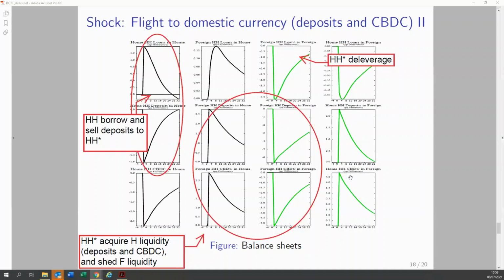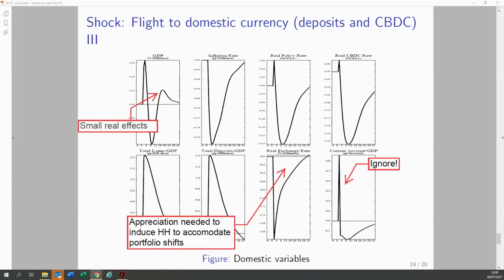Interestingly, what also happens is that foreign households, as part of this adjustment, also deleverage. So they also repay some of their loans, both in foreign currency and home currency, whereas what domestic households do in equilibrium is they actually borrow some additional liquidity from home and foreign banks and actually sell it to the foreign households. And the exchange rate is what makes all of this possible, among other things. I'm not showing you the interest rates, but the exchange rate is one important price in making this adjustment possible. So we do have a big appreciation of the real exchange rate.